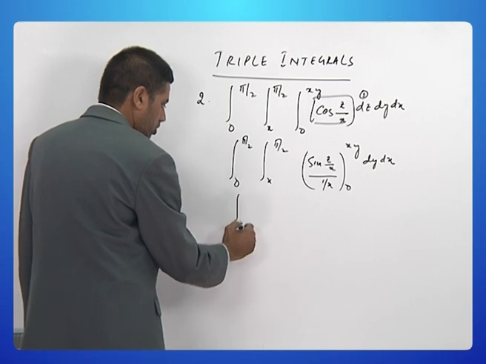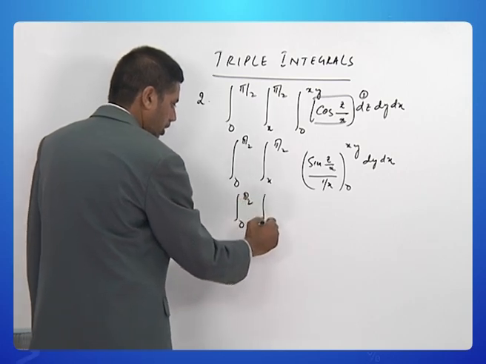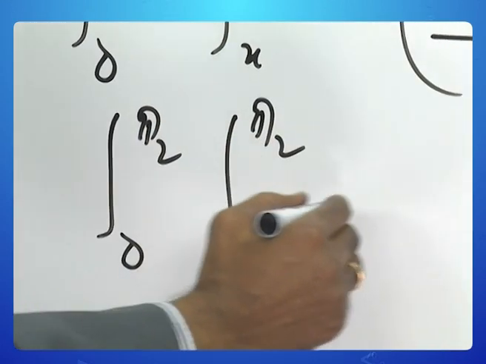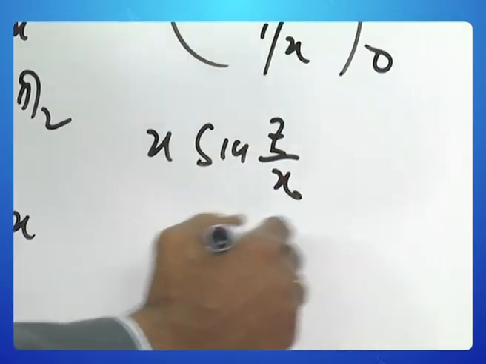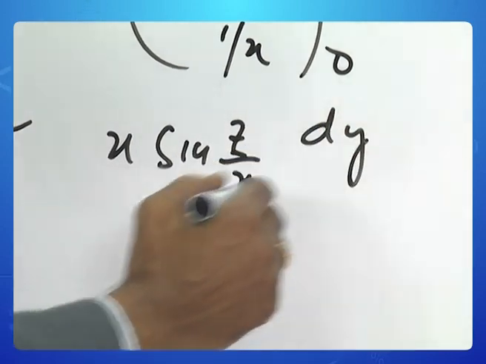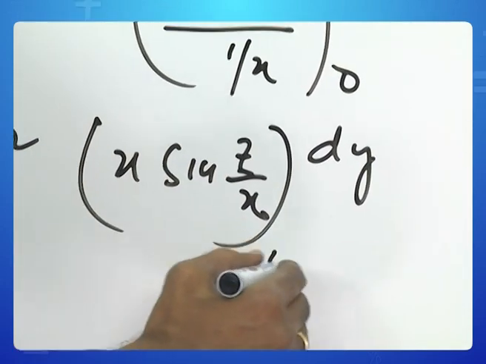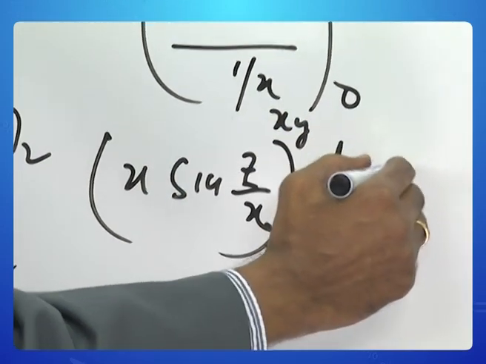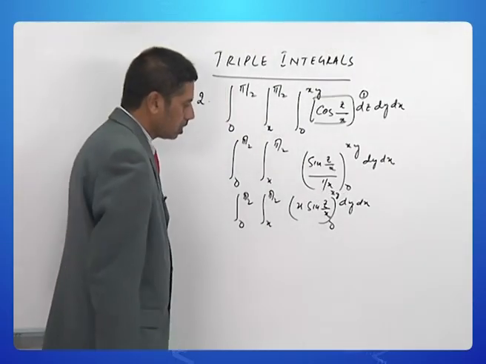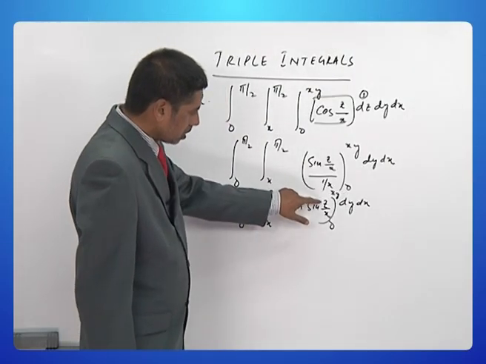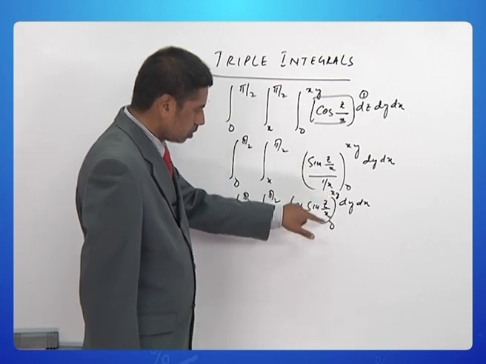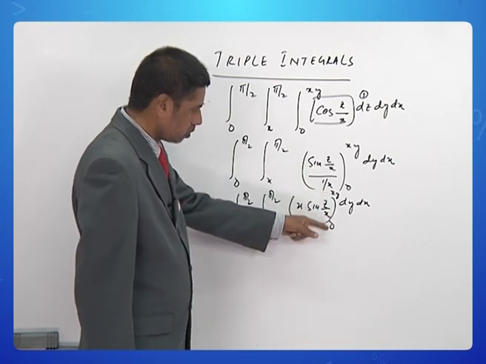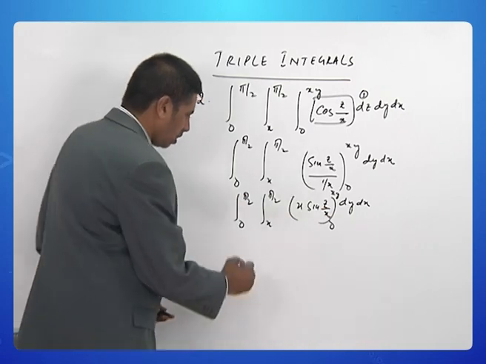So we can write integral 0 to pi by 2, x to pi by 2, x sin(z by x), 0 to xy dy dx. So the variable z will be substituted with xy and then 0.